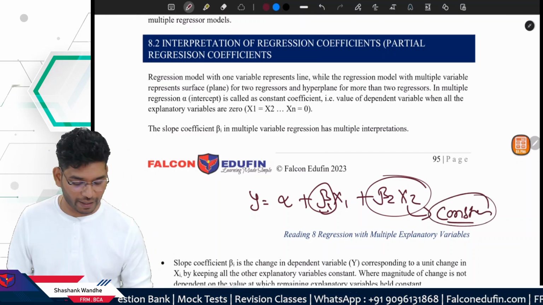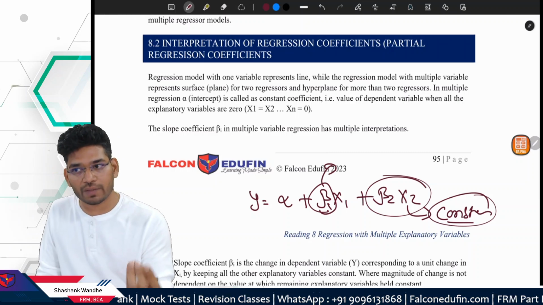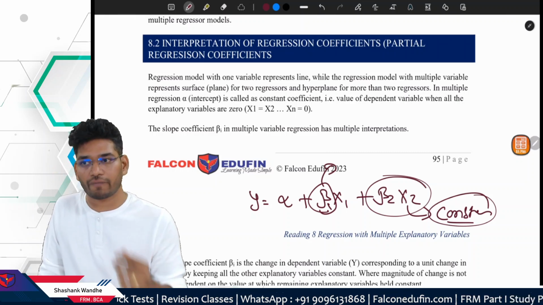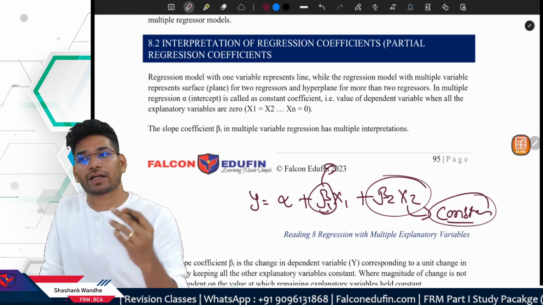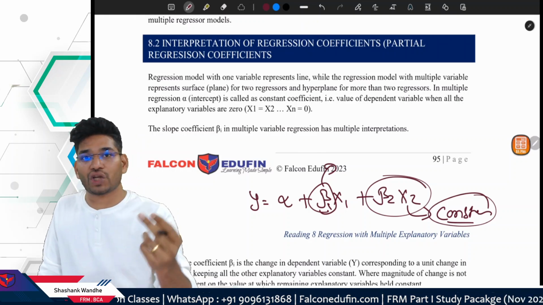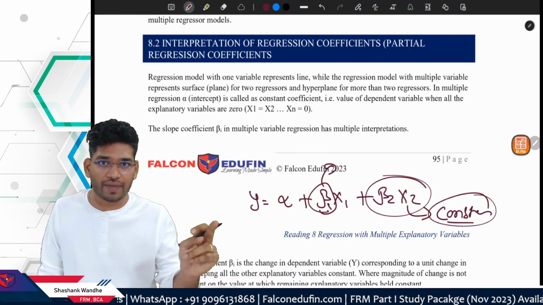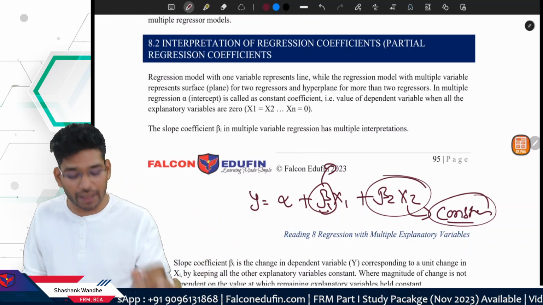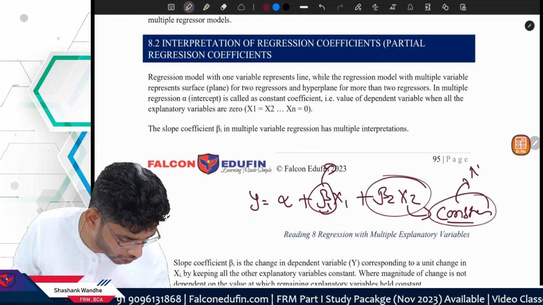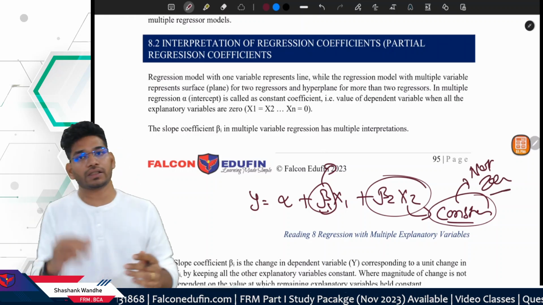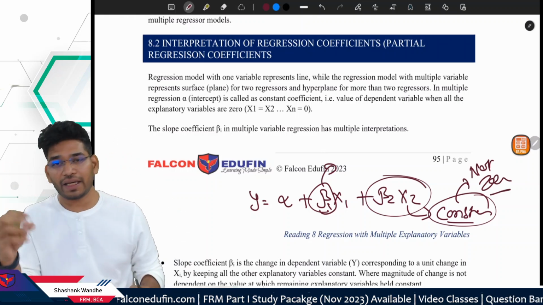And that's why this particular beta, what is the meaning? If someone asks you what is the meaning of beta or what is the significance of beta? So beta is the impact on y per unit change in x by keeping all the other explanatory variables constant. Remember, the word is constant, not zero. This is a trick for students. The statement goes like the meaning of slope coefficient.